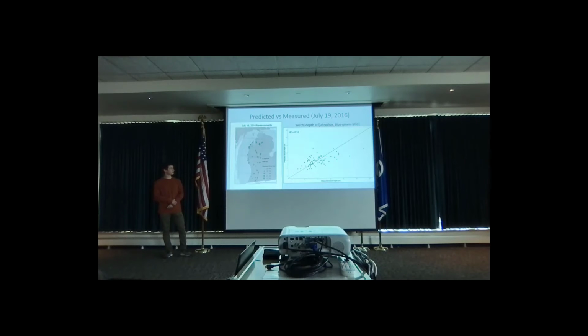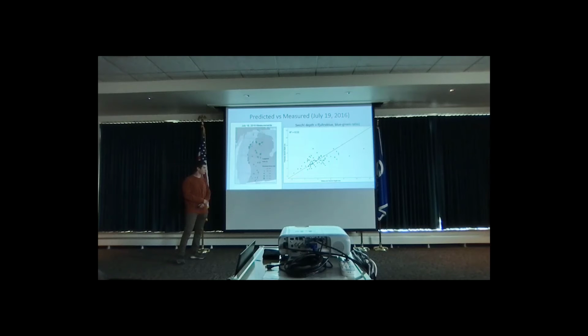This was taken on July 19th of 2016 across Landsat Path 22, right along here. And this graph shows the predicted Secchi disk depth on the y-axis and then the measured Secchi disk depth on the x-axis. And this line shows what you'd expect if the predictions lined up perfectly with the actual measurements.